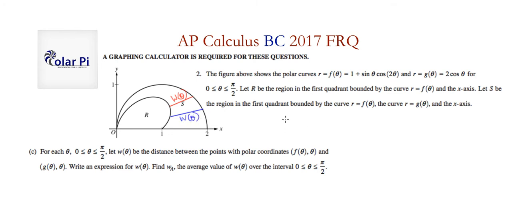So we see that W of theta is equal to G of theta minus F of theta. It's saying, call this difference W of theta, and then it says, write an expression for W of theta. I just did. And then it says, find W sub A, the average value of W of theta over the interval.